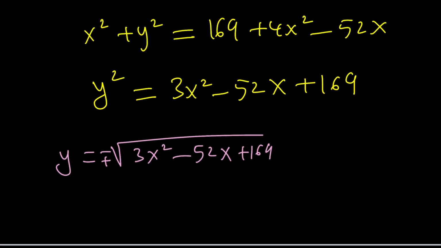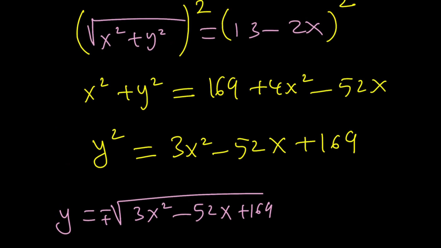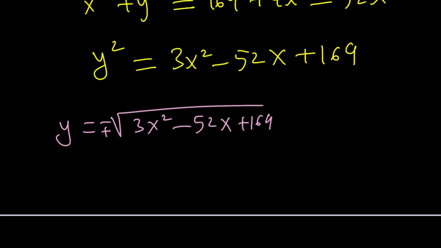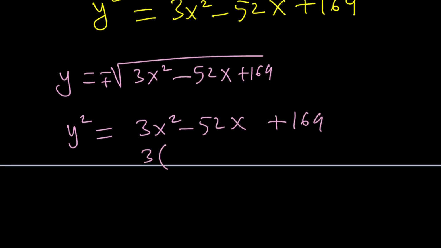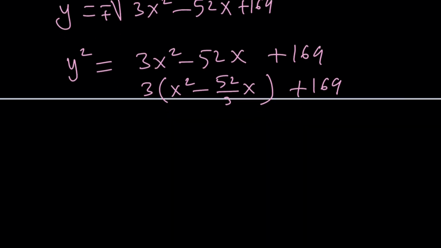But we can definitely do something like this. You can write this as... Let's just leave the 169 outside. And we can kind of take the 3 out. And then kind of complete the square. You can add half of this squared, which is 26 over 3 squared. I don't know. That's going to be a number. But basically, the whole idea is we can write this as 3 times x minus a squared plus b.